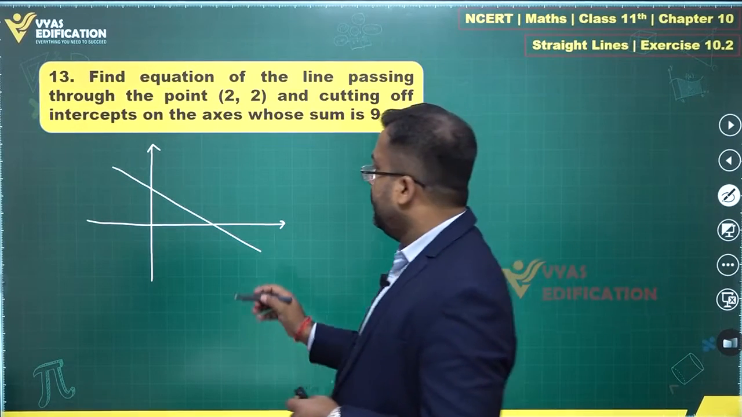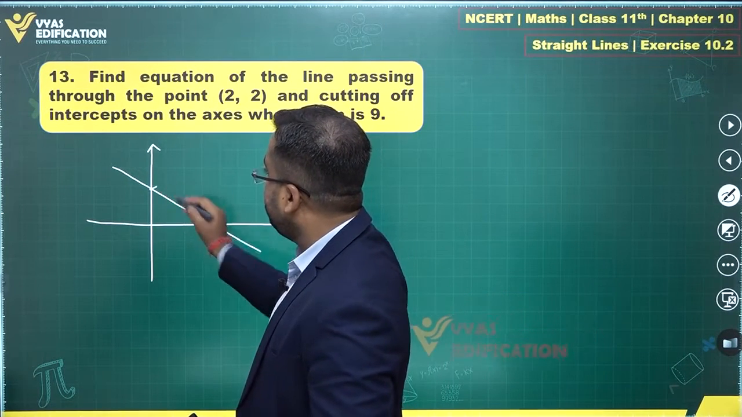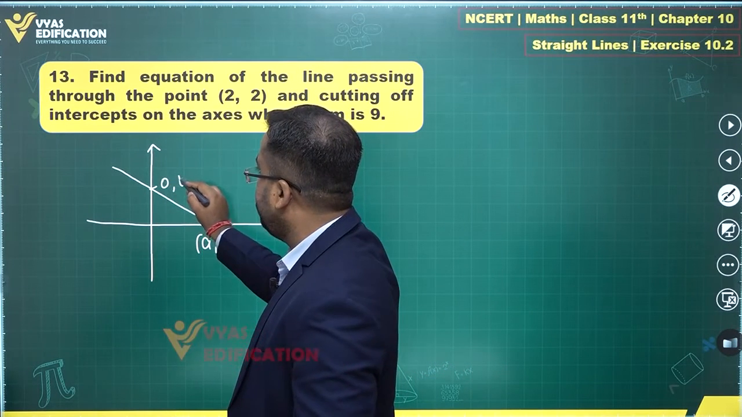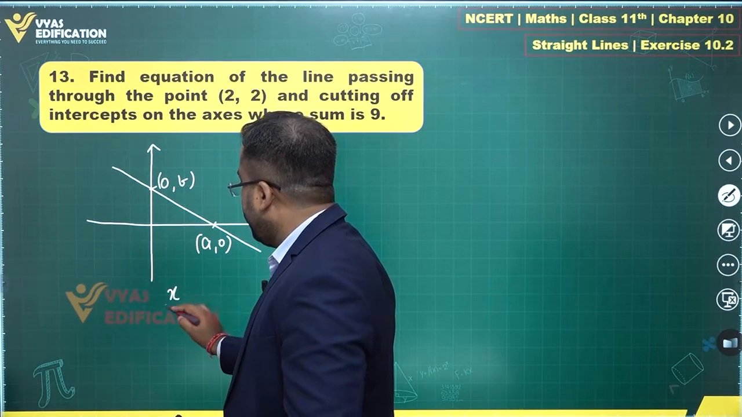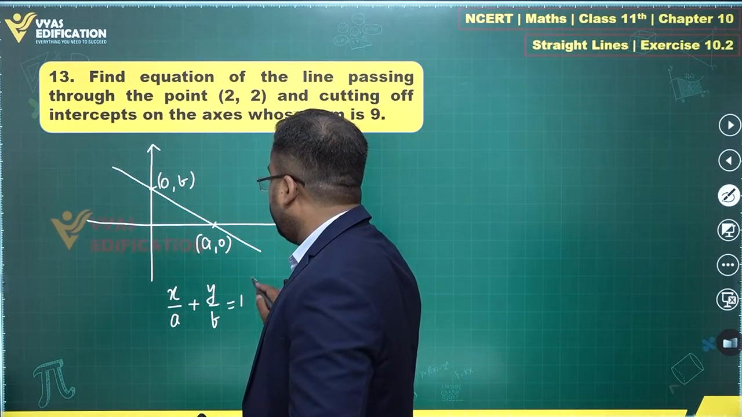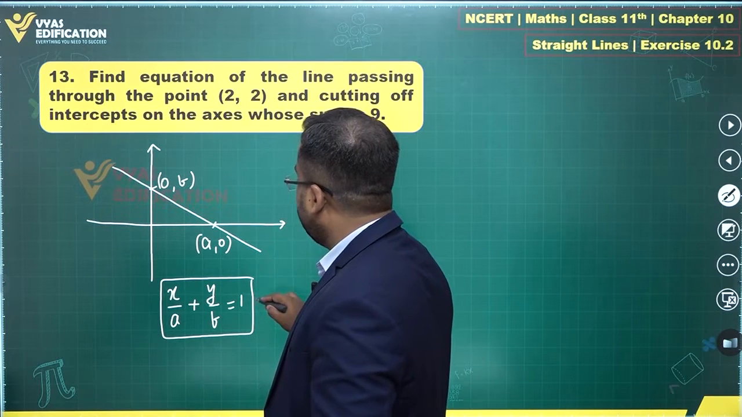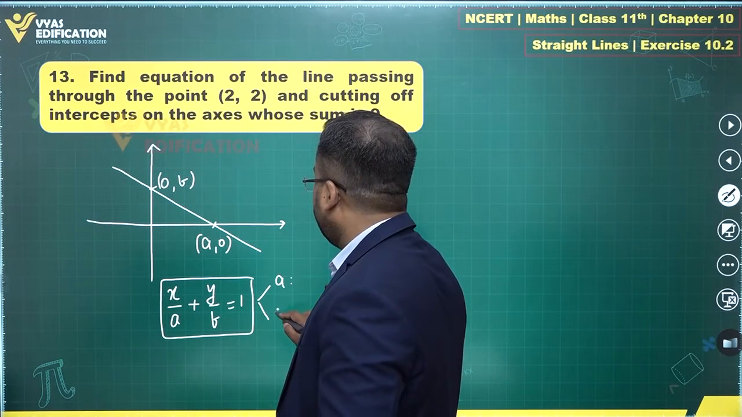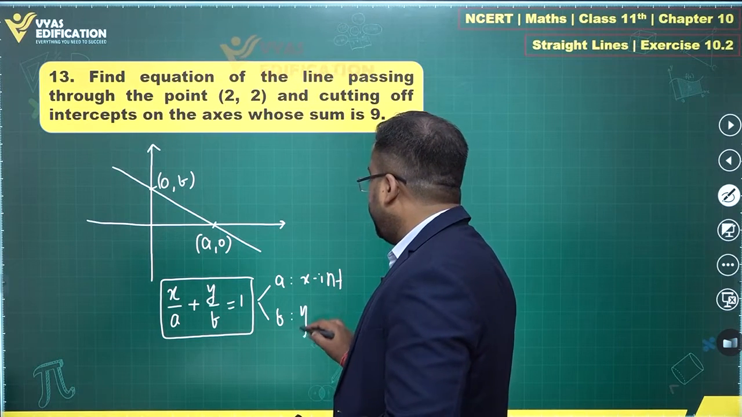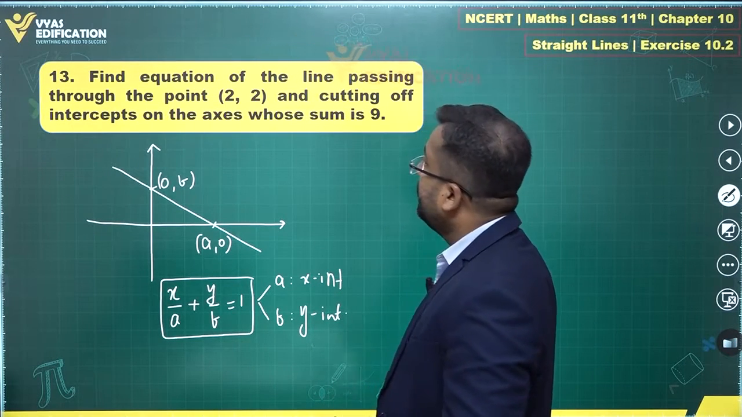What is that? You remember the intercept form, the double intercept form. If this point is (a, 0), the x intercept, and this point is (0, b), the y intercept, the equation of the line becomes x/a + y/b = 1, where a and b are nothing but the x and y intercepts. The x intercept can be positive or negative. The y intercept can be positive or negative.